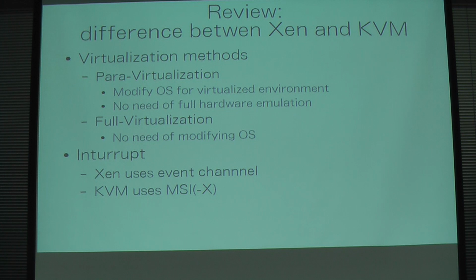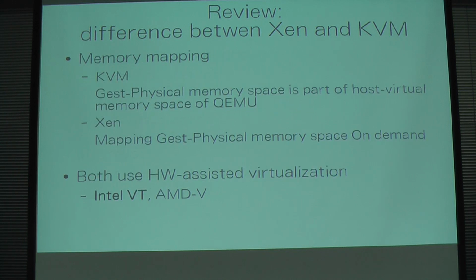And the other difference of Xen and KVM is the interrupt method. Xen uses event channel, and KVM uses MSI. And memory mapping method is different between Xen and KVM. KVM's guest physical memory space is a part of host virtual memory space of QEMU. And Xen uses another method to map memory, mapping guest physical memory space on demand. So there are differences.